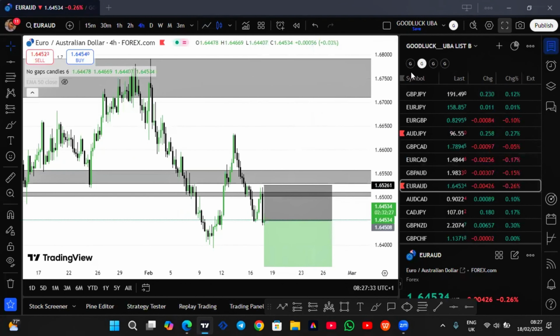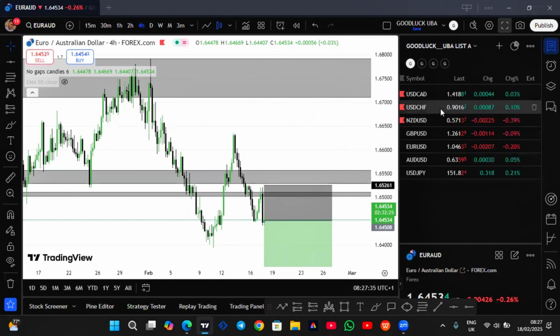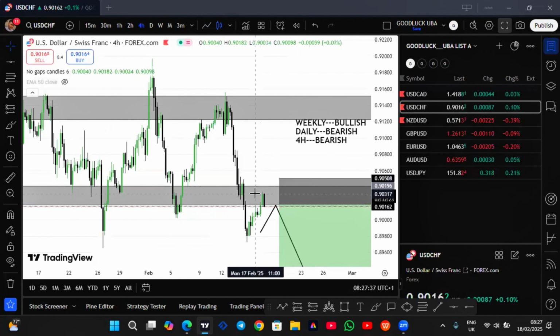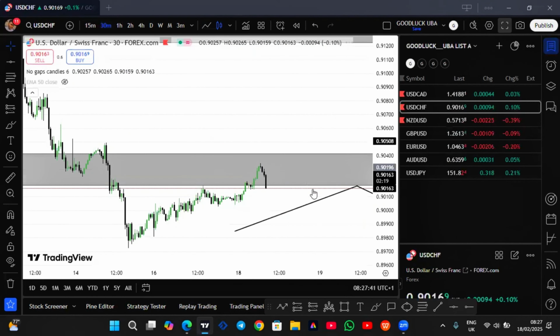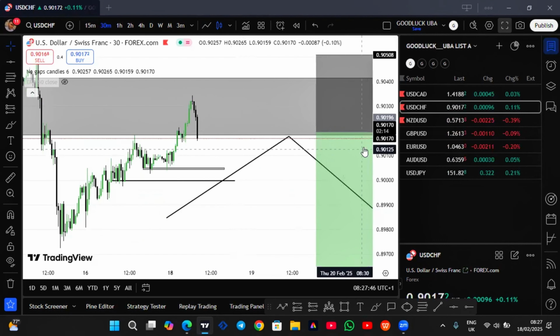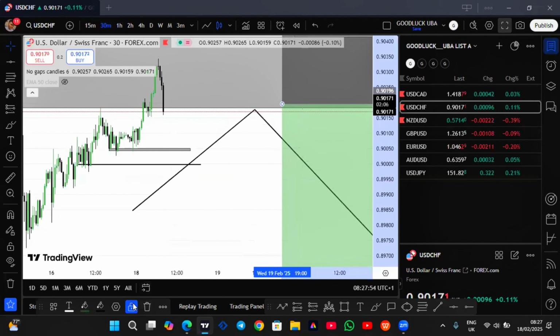If USD CHF gives me my confirmation, if I see a shift in structure on 30 minutes, just like I'm seeing right now, and this candle closes like this, I'll be entering on 30 minutes. In 2 minutes' time the candle closes, because the time is currently 8:27 a.m. So if this candle closes, I'll be entering, and my stop loss, okay, let me unlock this too.